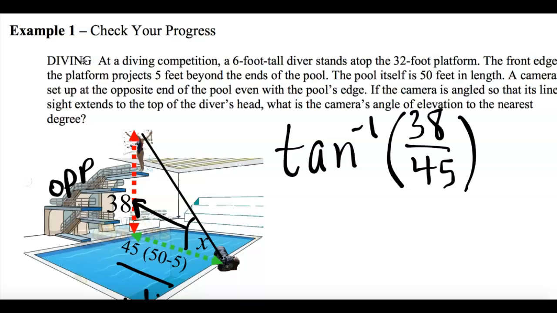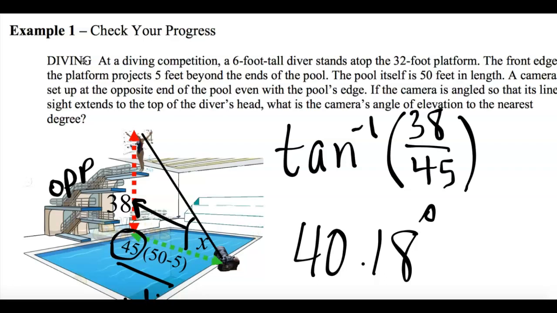Now notice here I just made some markings in here. The swimmer has a total height of 6 feet. The pool platform is 32 feet off the ground, therefore it's 38. And the edge of the pool is a total of, from edge to edge, 50. But that diving board comes off about 5 feet, so that would give us y, that's 45. So type that in your calculator, and that angle happens to be about 40.18 degrees. So rounded to the nearest degree, it would be 40 degrees.